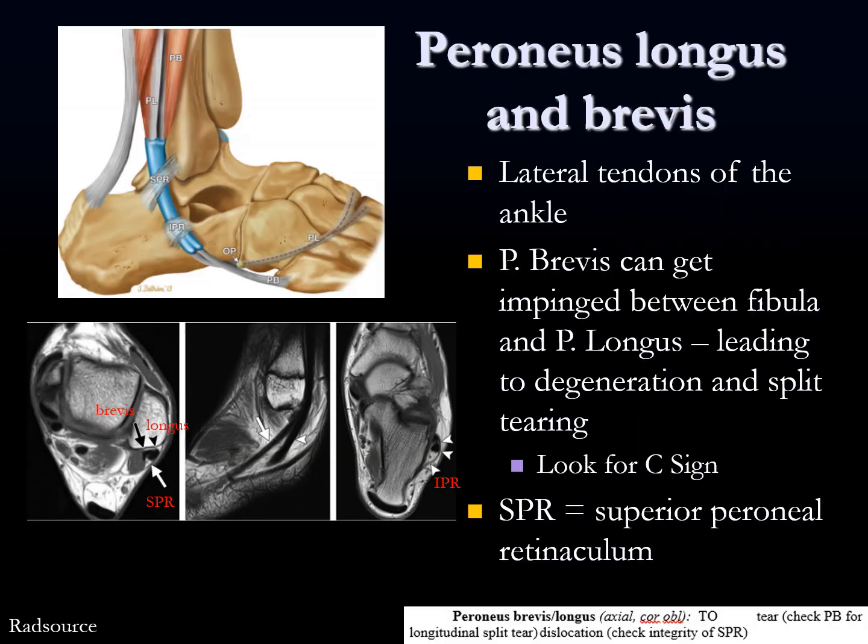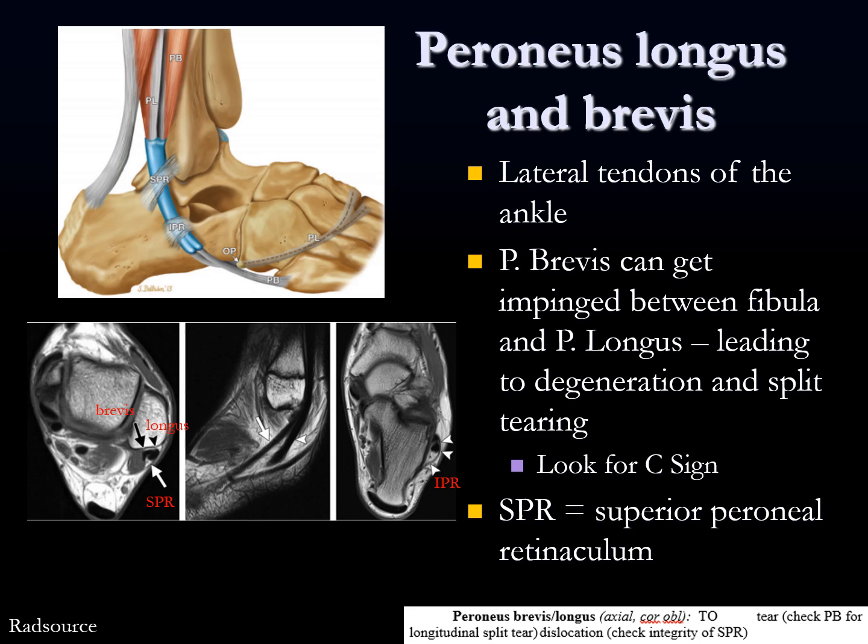Next topic is peroneus longus and brevis. So I just usually start at the lateral ankle. The main tendons to know at the lateral ankle are peroneus longus and brevis. The one that tends to get impinged between the fibula and the peroneus longus tendon is peroneus brevis. So one of the main things we look at in the lateral ankle is the peroneus brevis to see if it's torn or has split tearing.